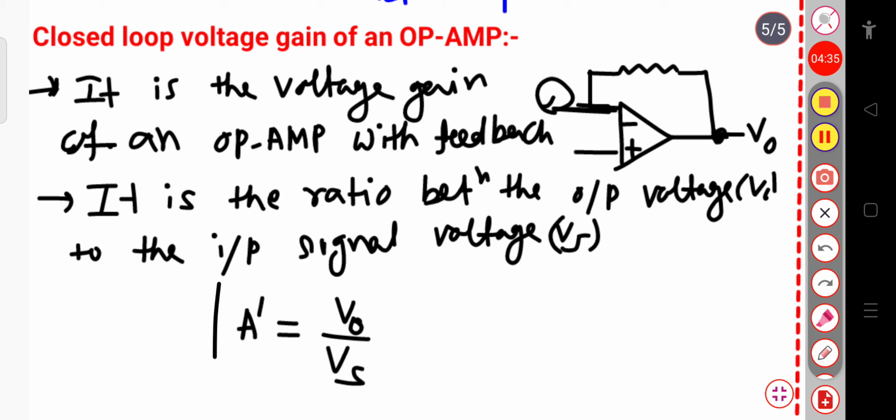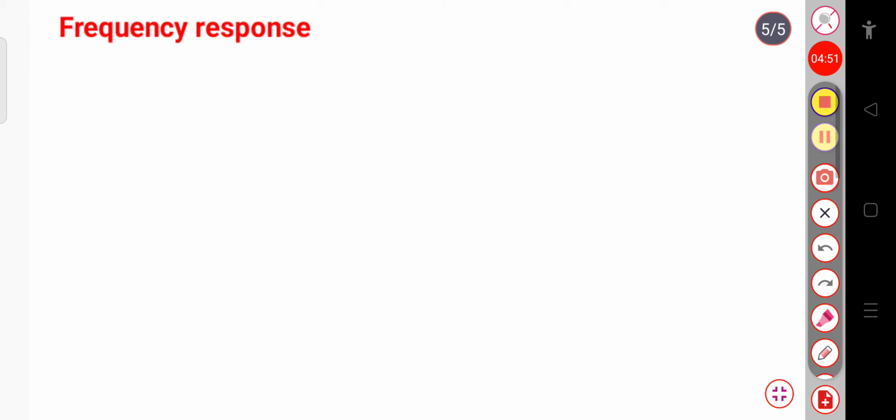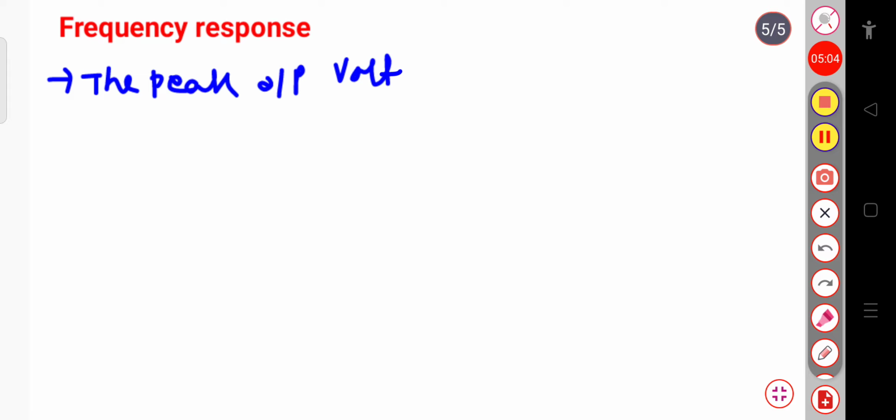In case of the open loop voltage gain, this is VO by VD, that is the differential voltage, but in case of the closed loop voltage gain, this is simply VO by VS. And this closed loop voltage gain of an op amp can be reduced with negative feedback. In case of the frequency response, we can study that the peak output voltage basically limits the maximum operating frequency.